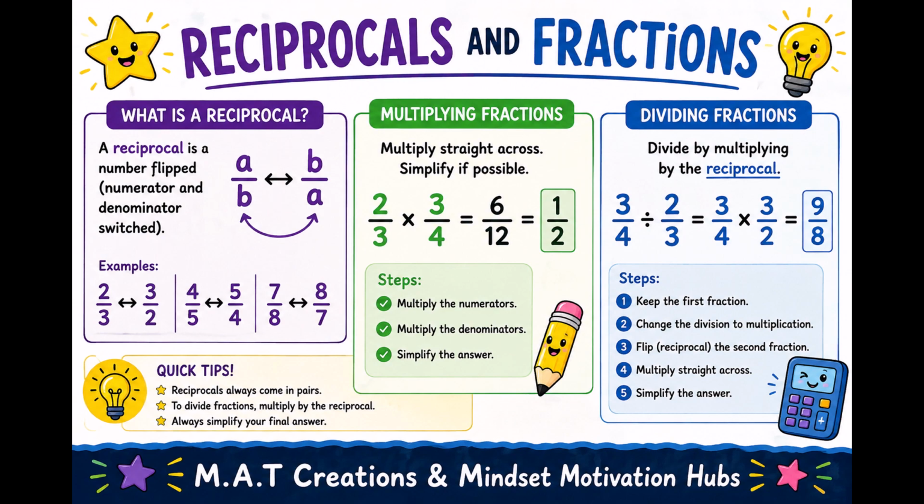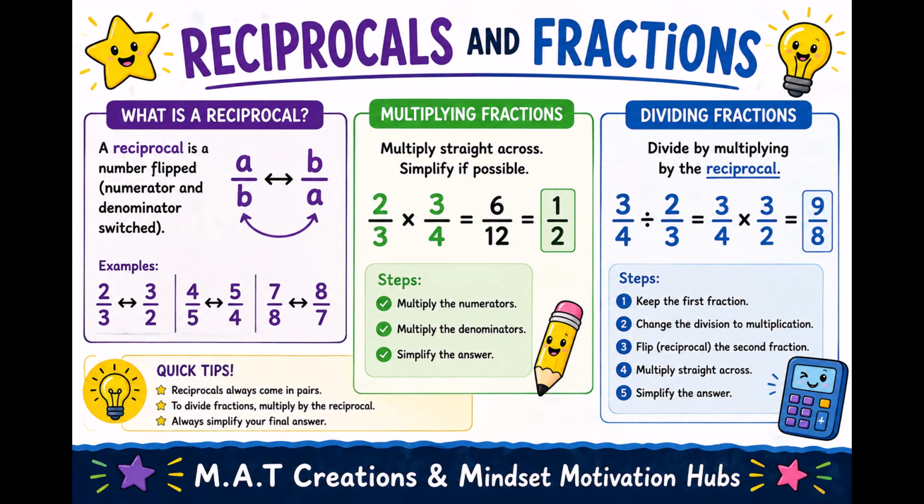So first, what is a reciprocal? Let's go over it one more time. A reciprocal is made by flipping a fraction. The numerator and denominator switch places. For example, 2/3 becomes 3/2. 4/5 becomes 5/4. 7/8 becomes 8/7. So reciprocals always come in pairs.